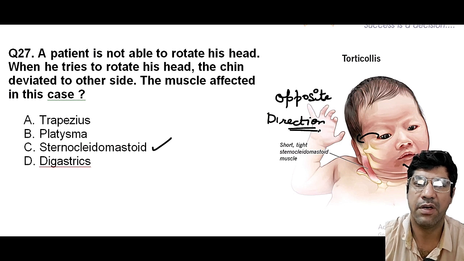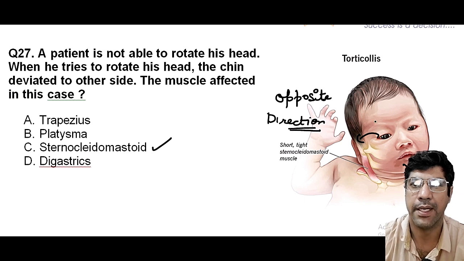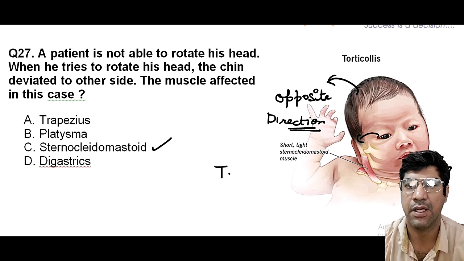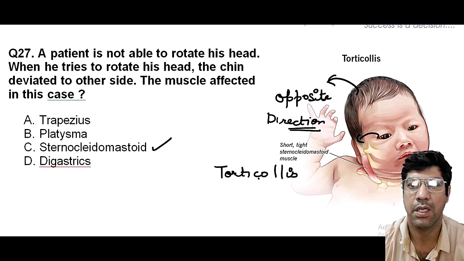So if it is not working properly, your chin may point to the other side when you turn your head. So when you turn your head, the chin will move to the opposite side. This condition is known as torticollis, or wry neck.